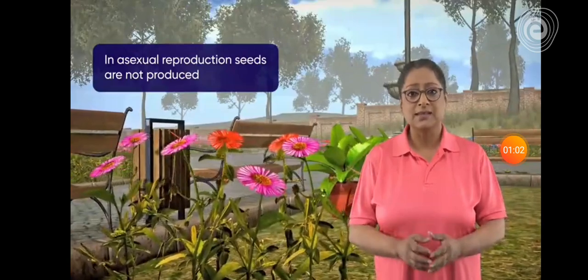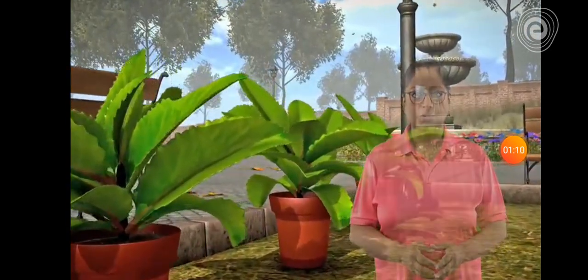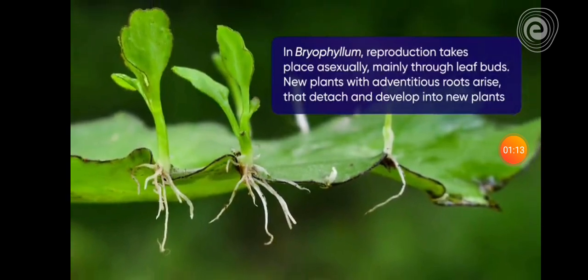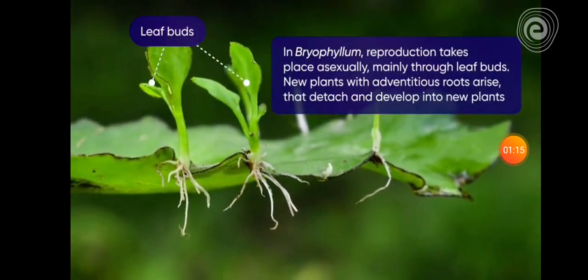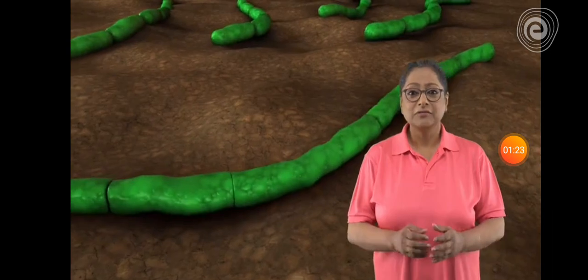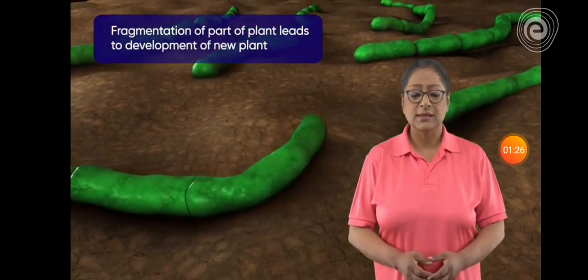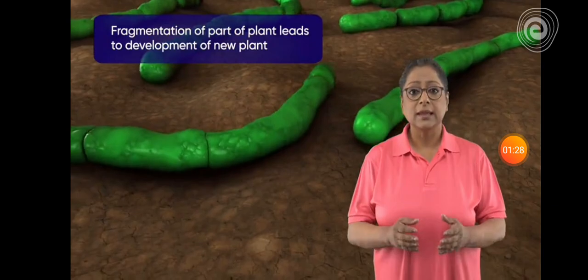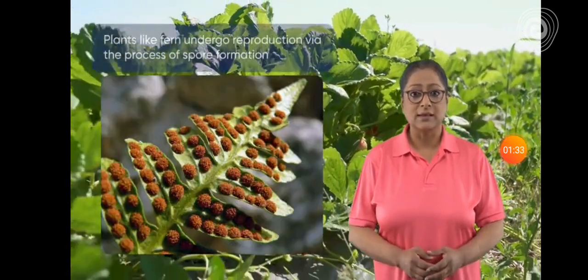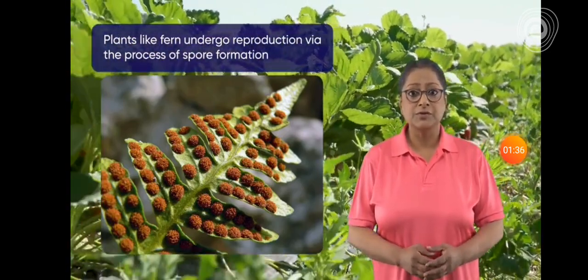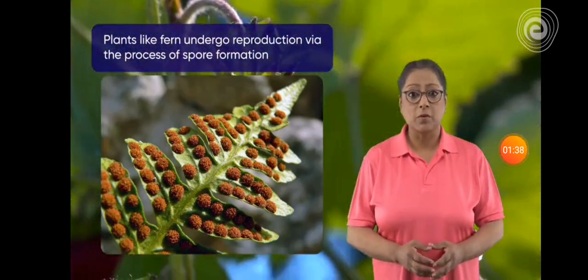Plants reproduce asexually without the production of seeds. Let's know about the types of asexual reproduction. Bryophyllum reproduces through budding, in which buds are produced on leaves from which the new plant develops when they get unattached from the plant. Fragmentation is observed in plants like moss and spirogyra, in which fragments of plants lead to the generation of new plants. Plants like fern reproduce asexually through spore formation.